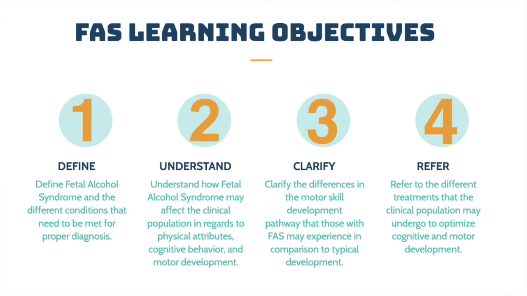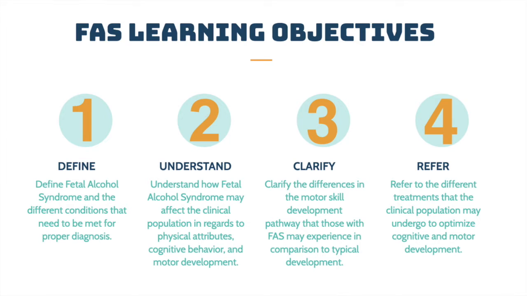The learning objectives for this presentation over fetal alcohol syndrome are to really understand what the condition is. By the end of this presentation, the audience must be able to define the qualifications that are needed to be diagnosed with fetal alcohol syndrome. They must also be able to understand how this clinical condition affects the population experiencing it. This means understanding the different characteristics that the clinical population may have in cognitive behavior and physical attributes, and relating that to the conditions of their prenatal development.